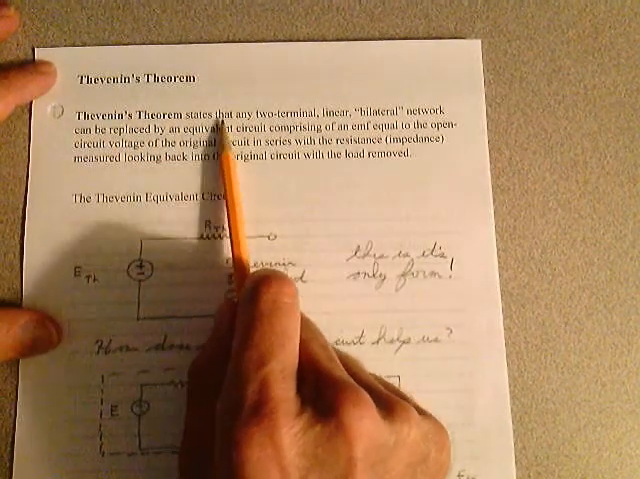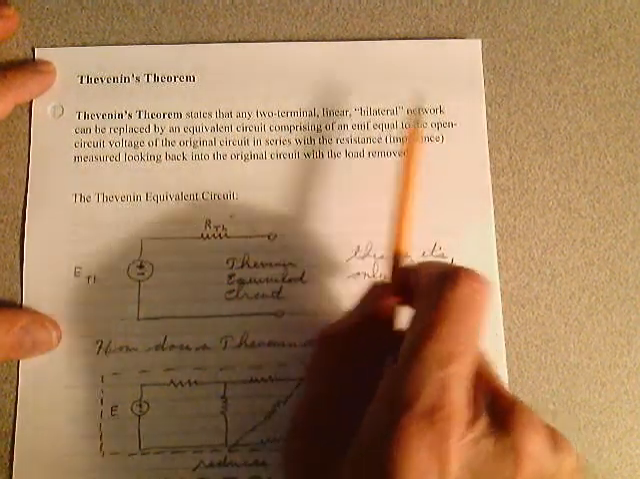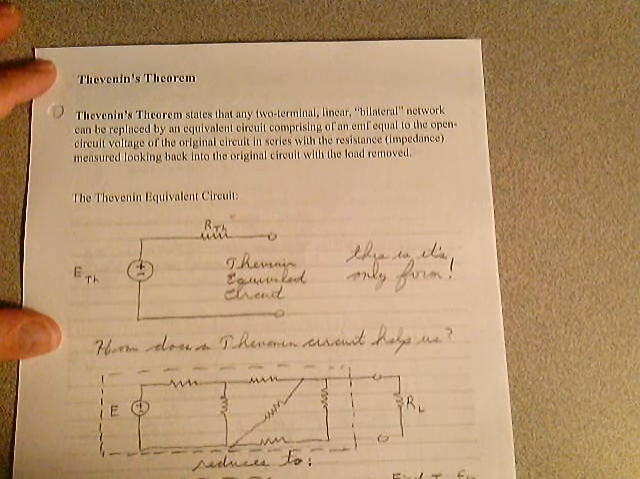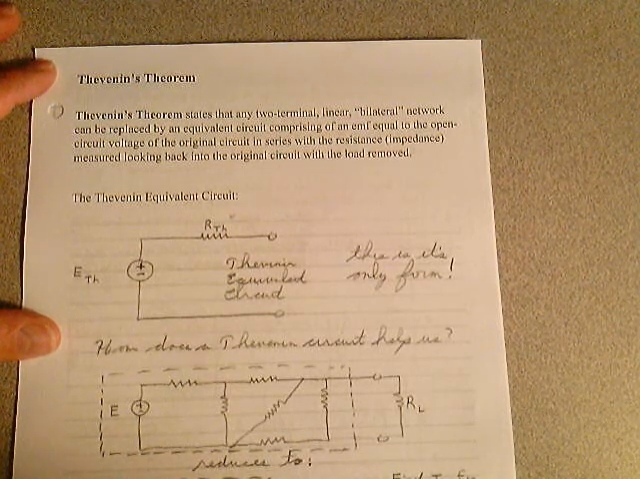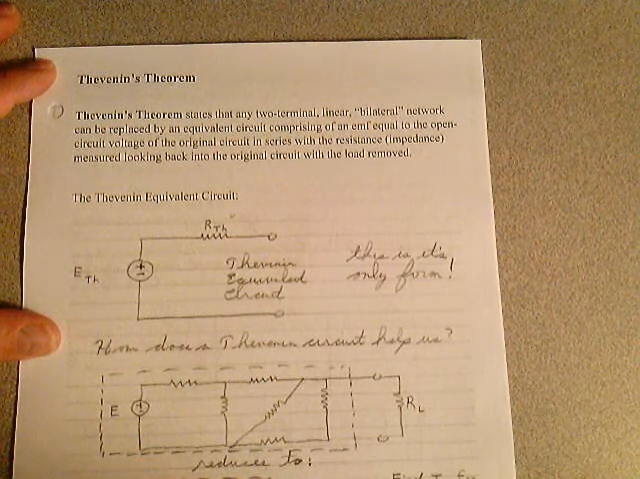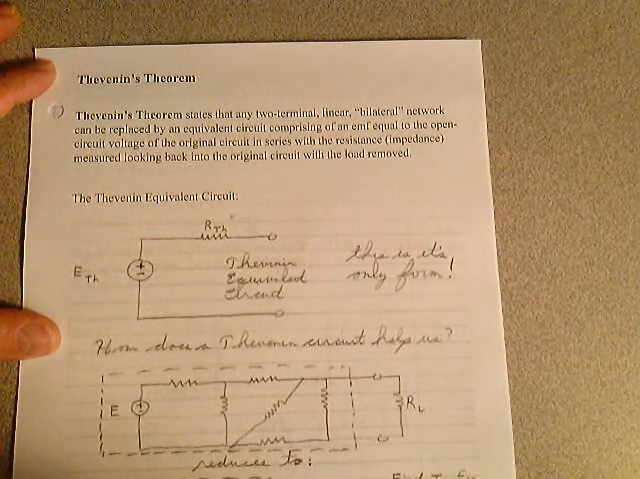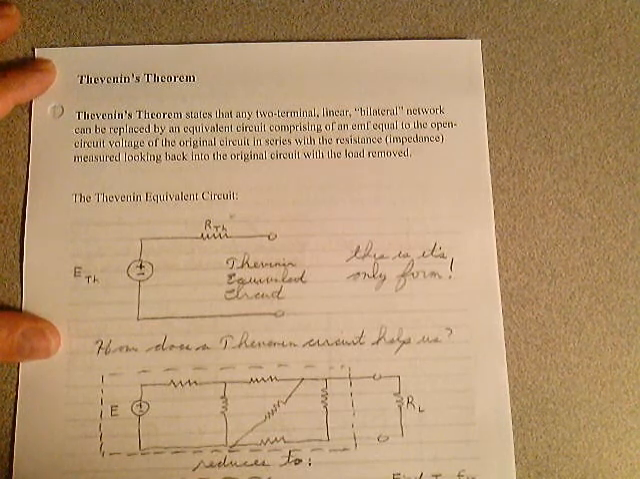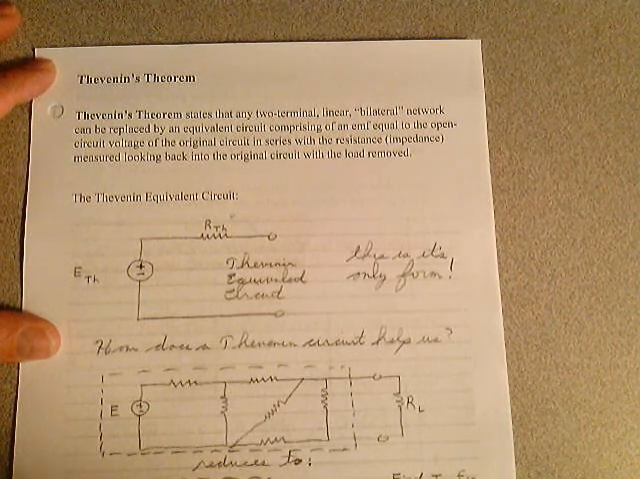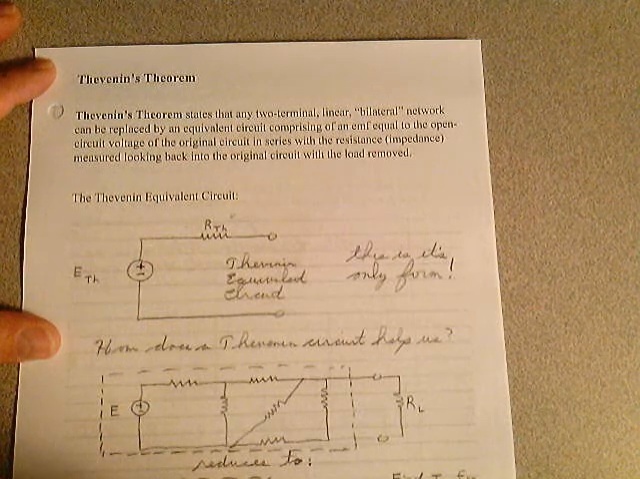Thevenin's theorem states that any two-terminal linear bilateral network can be replaced by an equivalent circuit comprising of an EMF equal to the open circuit voltage of the original circuit in series with the resistance or impedance measured back into the original circuit with the load removed.